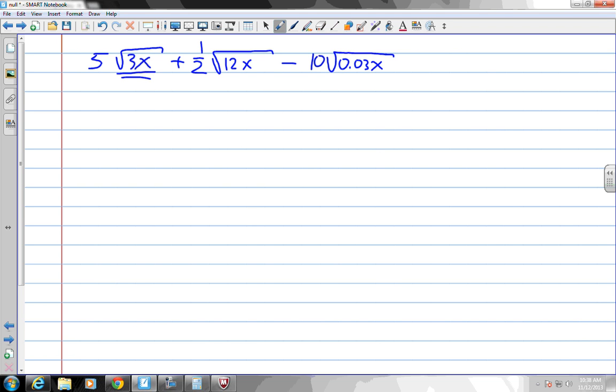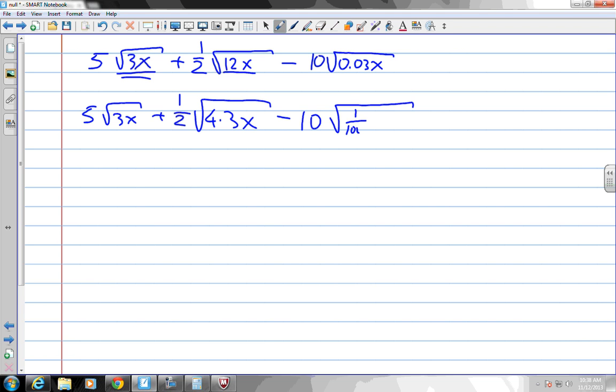So when I look at 12x, how would I split 12x? A 3 and a 4. So it's 4 times 3x. Right? How about 0.003x? Now remember what I said, there's probably going to be 3x left in order for this problem to make any sense. So what times 3x equals 0.003x? 100, yeah. So you can say it's 1 over 100 times 3x. That works.